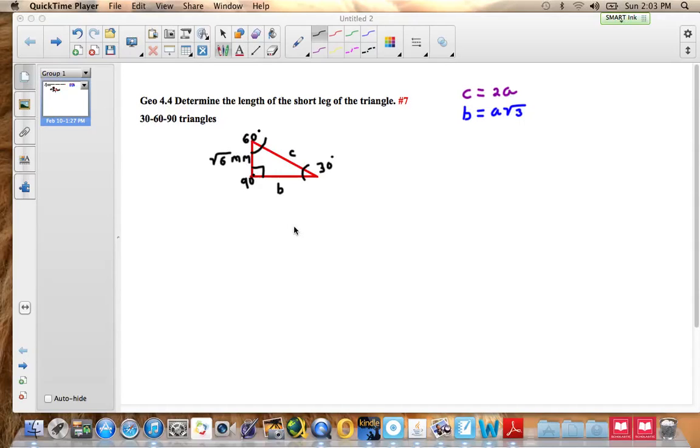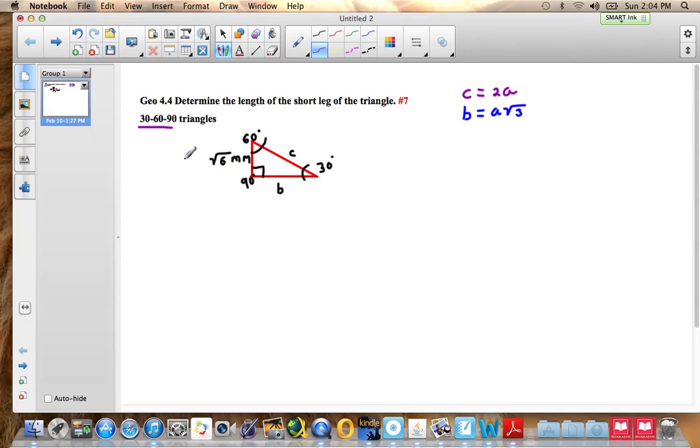Triangles, and we're determining the length of the short leg like we did in the last problem, for number 6 of the triangle. So again, because we're looking at a 30-60-90, we're going to be paying attention to these equations over here. C is equal to 2a, so in other words, the length of C is equal to 2 times the length of A, and the length of B is going to be equal to A times the square root of 3.